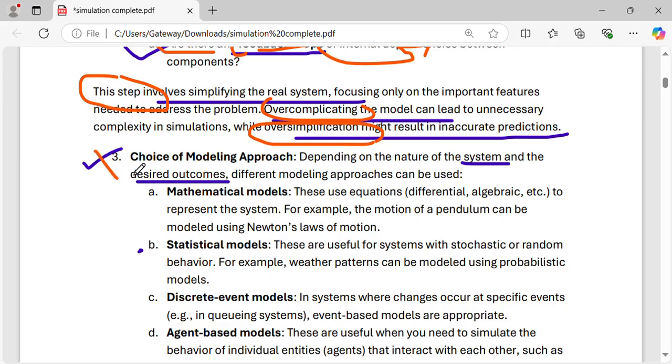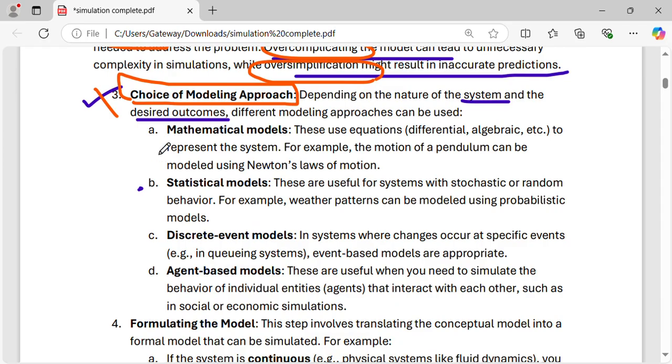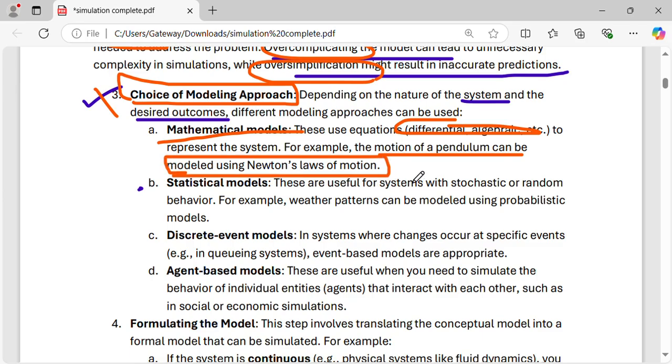The third step is the choice of modeling approach. I have defined my problem and conceptualized it. Now I need to understand which modeling approach I should use to make the model for the problem I'm choosing. Maybe you're going to go with mathematical models, where you would use mathematical equations. An example given is that the motion of a pendulum can be modeled using Newton's laws of motion. When we were in high school, we studied that a pendulum has this movement.